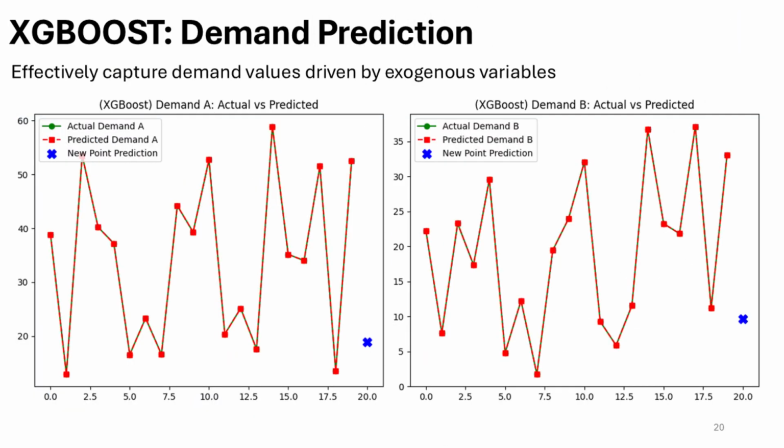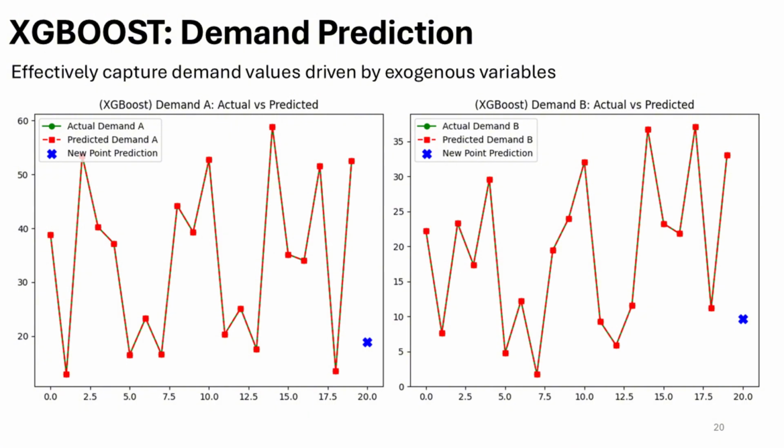Finally, let's look at the results. Compare these plots to the linear regression slides we started with. The first thing you'll notice is how the red dashed line, our prediction, almost perfectly overlays the green line, the actual data. This is the power of XGBoost. It has effectively captured the demand values driven by those exogenous variables.